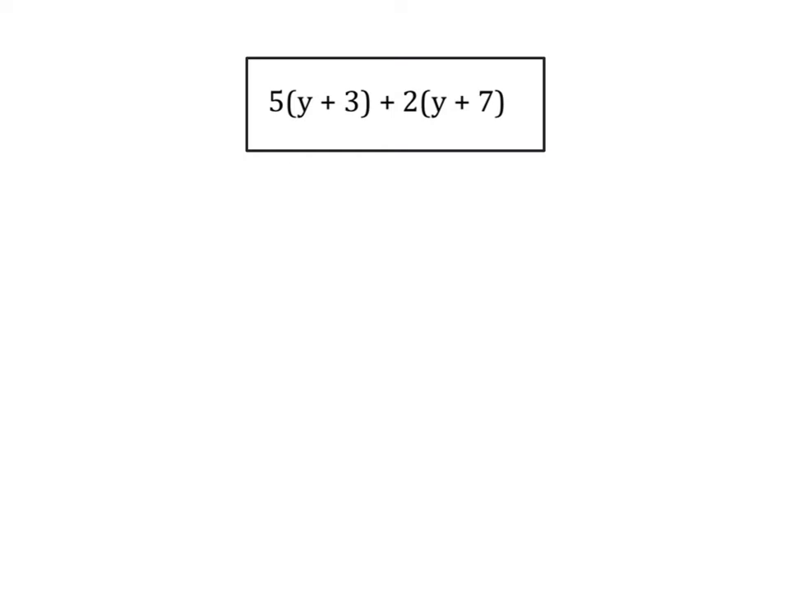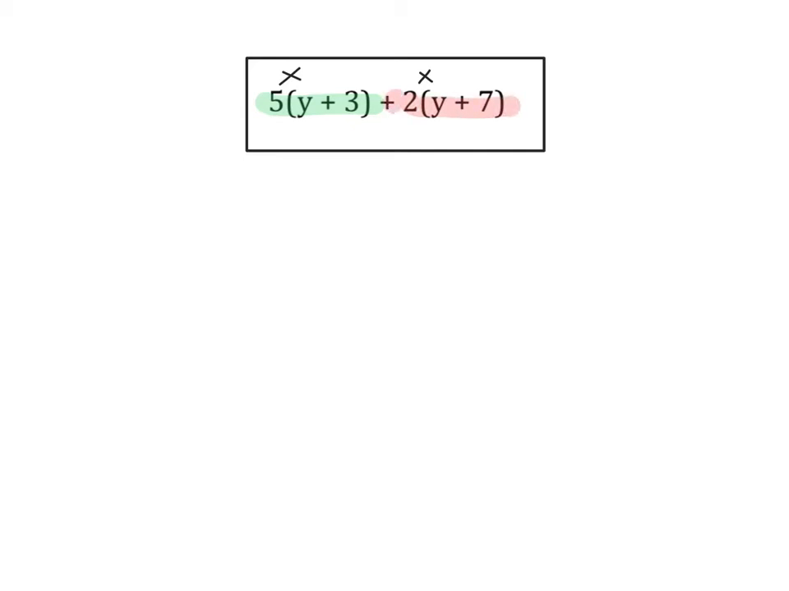5 times y plus 3 plus 2 times y plus 7. So you'll notice I've said times because there's an imaginary times symbol here that we don't use in algebra because it looks like an X. So what I've effectively got here is two separate grid methods. So I've got this one and I've got this one.